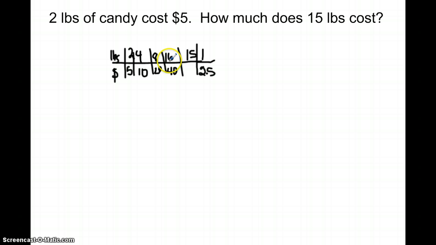So now I can take 16 minus 1 to get 15, and I can do 40 minus 2.5. So if they don't know what 40 minus 2.5 is, they can easily do this in their head. If you say 40 minus 2 is 38, but I have to go 0.5 more, my answer becomes 37.50, so $37.50 for 15 pounds of candy.